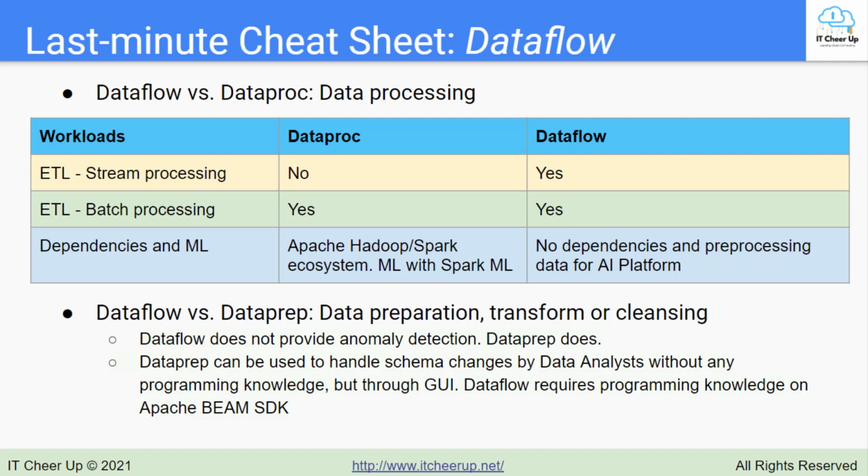Now let's take a look at the difference between Dataflow and Dataprep on data preparation, transformation, or cleansing. Dataflow does not provide anomaly detection, Dataprep does. Dataprep can be used to handle schema changes by data analysts without any programming knowledge, through the GUI. Dataflow requires programming knowledge of the Apache Beam SDK.